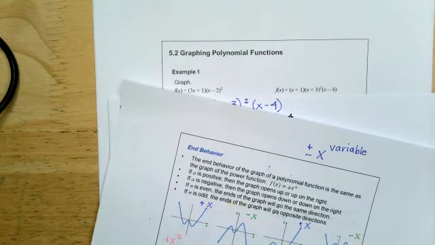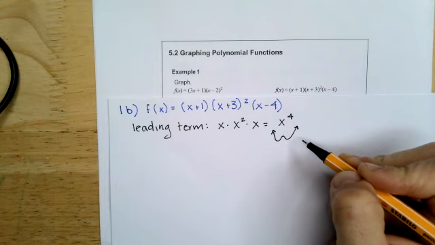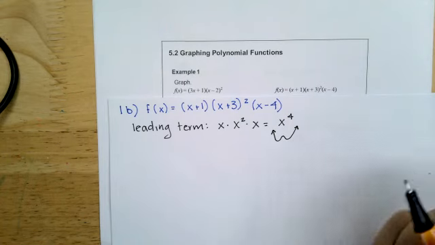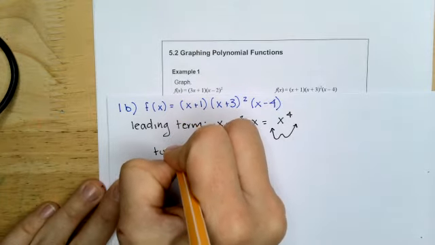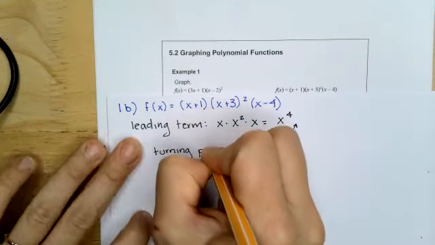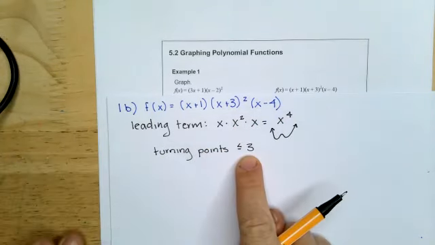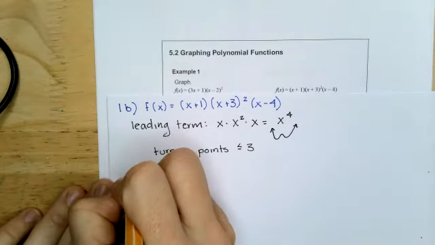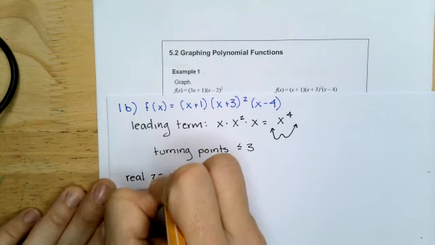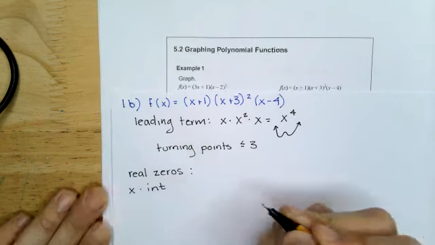All right. So that was our leading term. We know it's going to open up in both directions, and that we have a degree 4. So our turning points will be less than or equal to 3, because 4 minus 1 is 3. Sound good? All right, let's talk about our real zeros or our x-intercepts, right? Where does it cross x?